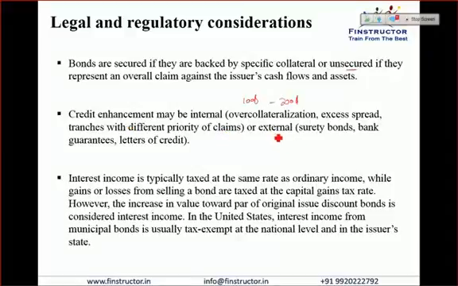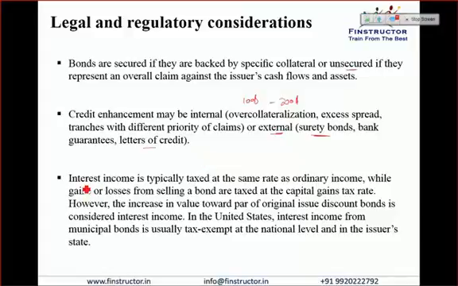Or they can be external, that is you have a surety from some other bank or from some other individual, letters of credit, guarantees, etc. Basically they ensure that if you don't perform, there is somebody else who has taken the guarantee or who will perform on behalf of the borrower so that the lender's interests are protected.